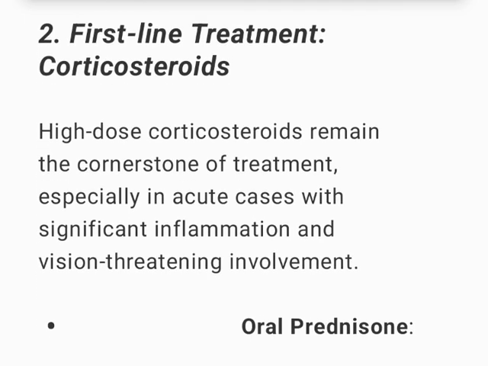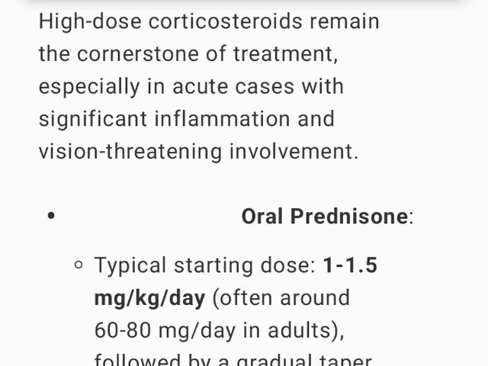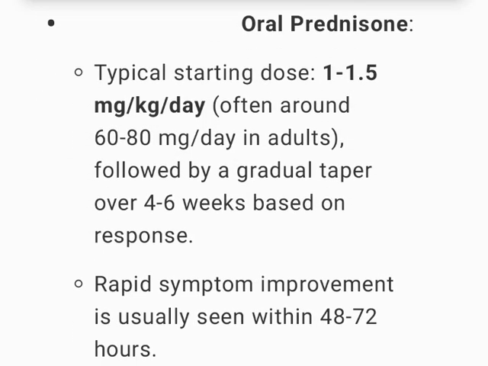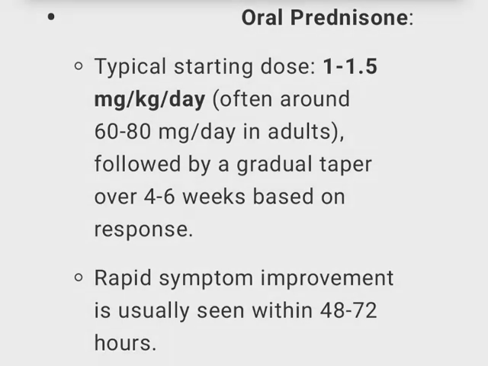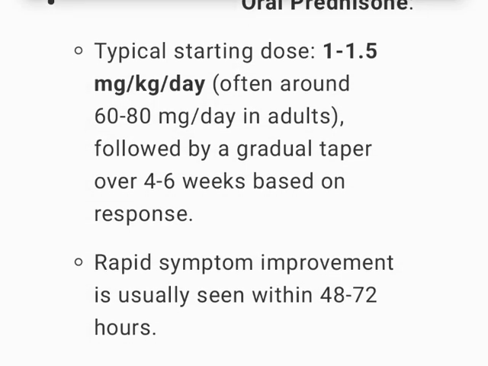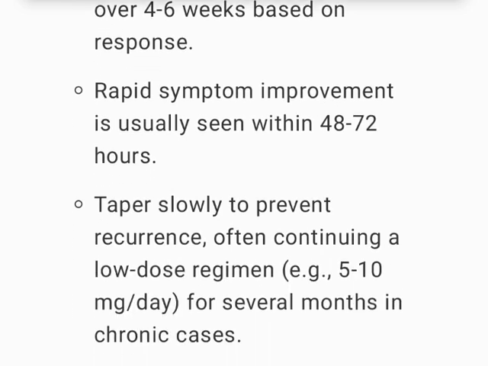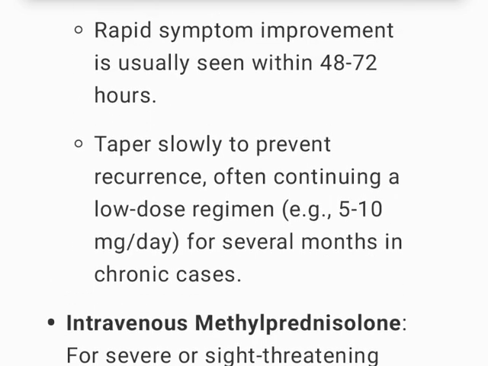2. First-line treatment, corticosteroids. High-dose corticosteroids remain the cornerstone of treatment, especially in acute cases with significant inflammation and vision-threatening involvement. Oral prednisone. Typical starting dose, 1 to 1.5 milligrams per kilogram per day, often around 60 to 80 milligrams per day in adults, followed by a gradual taper over 4 to 6 weeks based on response. Rapid symptom improvement is usually seen within 48 to 72 hours.